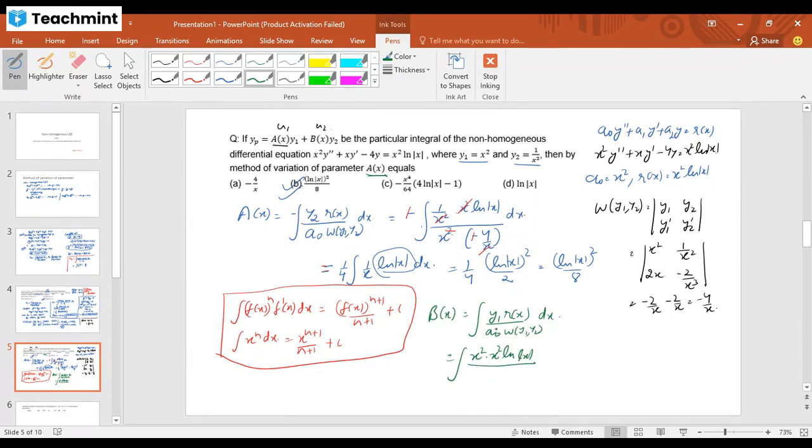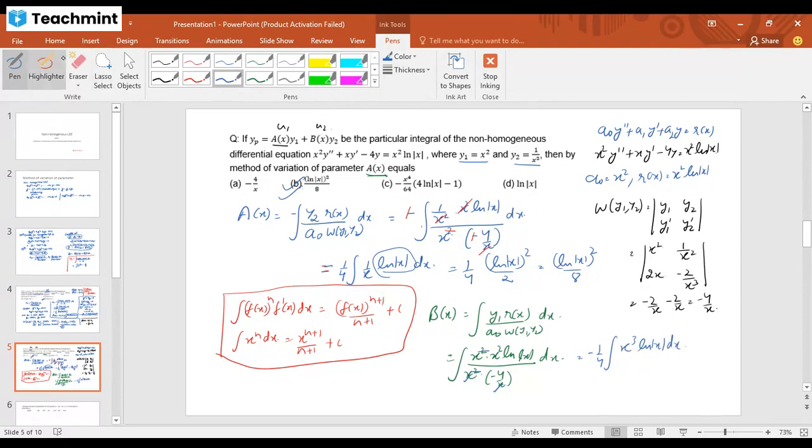And what about a0? Again, it is x². And the Wronskian, this is minus 4 by x. So here, what do you see? That one power of x gets cancelled out with this. One power of x gets cancelled out with this. So we'll get minus 1 by 4 integral of x³ times log of mod x dx.